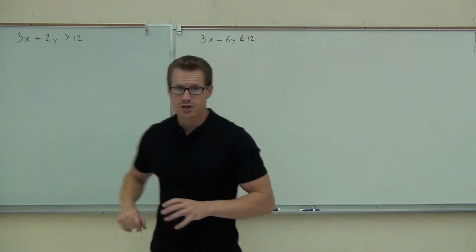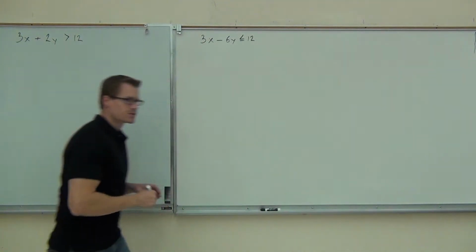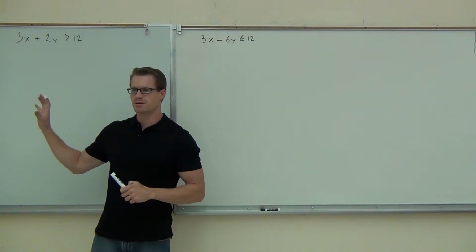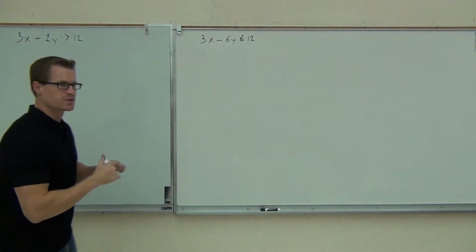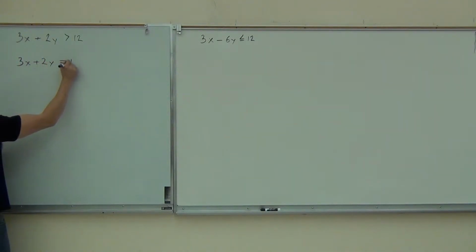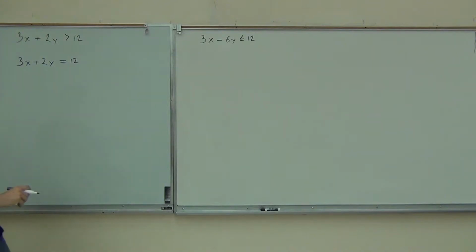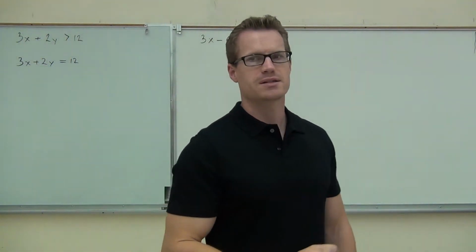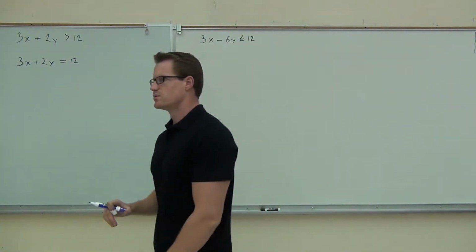So the first thing we're going to do, let's set this thing equal to 0 temporarily. By the way, do we ever do this any other time besides right here? The only time you're ever going to switch an inequality to an equal sign is right here. We'll do our 3x plus 2y equals 12 just for a second, and this is just so that we can find our x and y intercepts. Ladies and gentlemen, in order to find the x-intercept, what do I do?